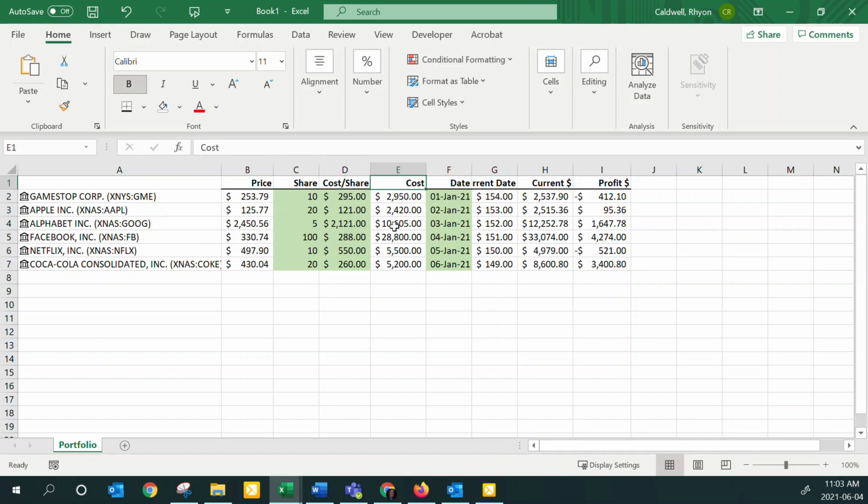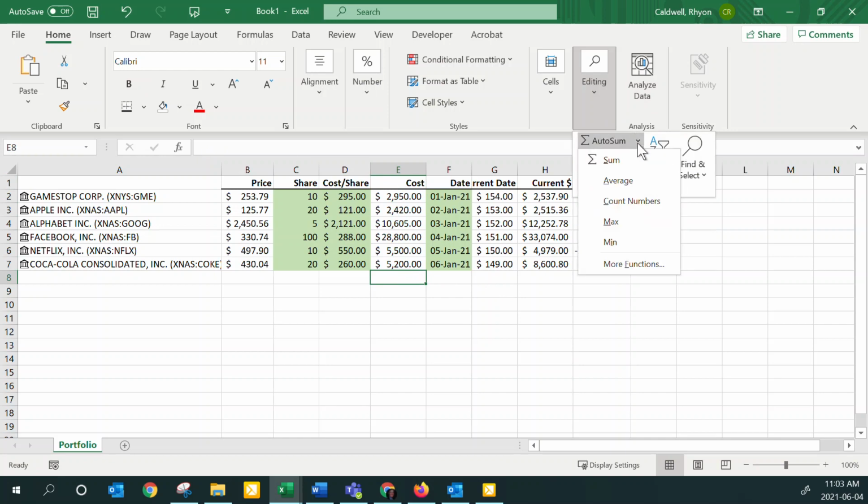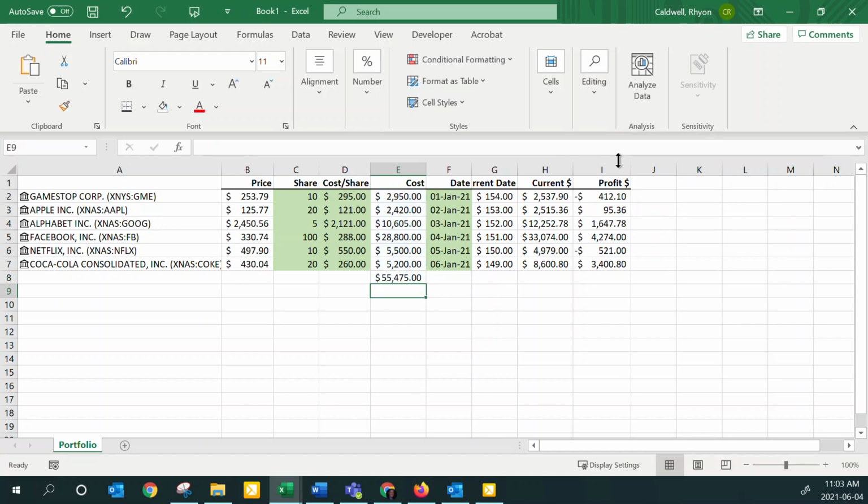How about this one? What's the cost? What do you think we should do here? Should we do a summary again, or should we average it? What's the aggregate calculation we should make for this particular one? All right, give you a second, and the answer is, well, sum it. This one here is probably really important. In fact, that number right there tells us how much money we have currently invested in the stock market. So somebody might ask, how much money is invested in this portfolio? And the answer is $55,475. That's a very important number. In fact, you could almost highlight it, color code it, because it's that important.